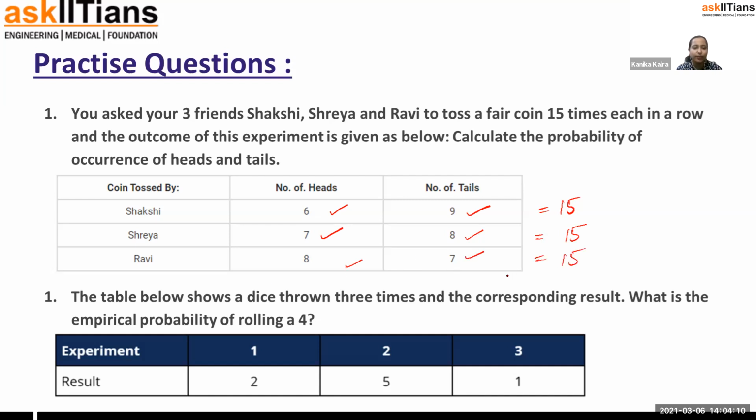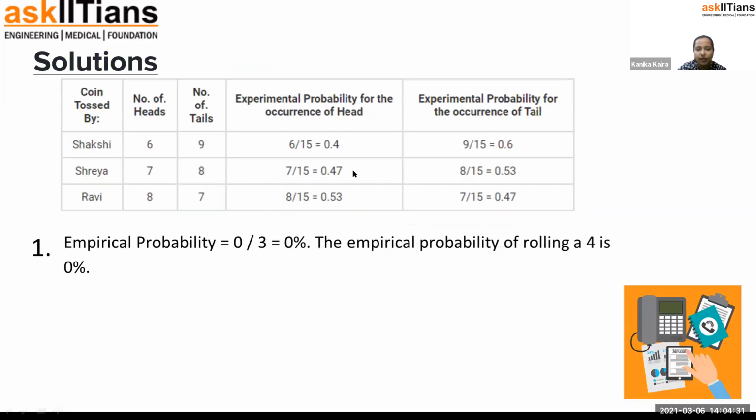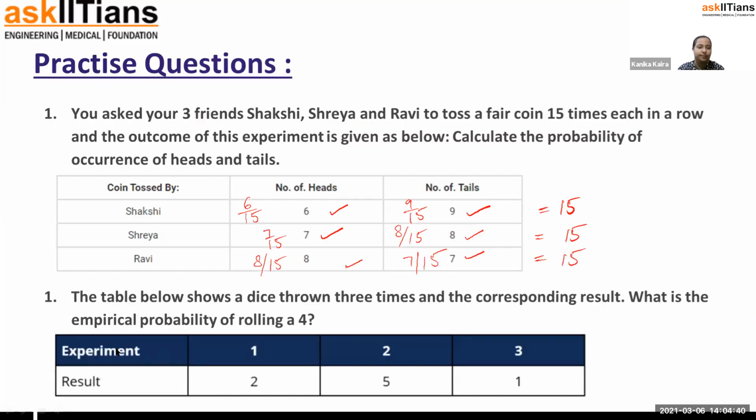Now the probability of getting head and tail. So this would be 6 by 15, 9 by 15. Then this would be 7 by 15, 8 by 15. This would be 8 by 15 and 7 by 15. Let's look at the answer. You can convert it into decimal, or you can simply leave your answer in fractions as well. That's your choice.